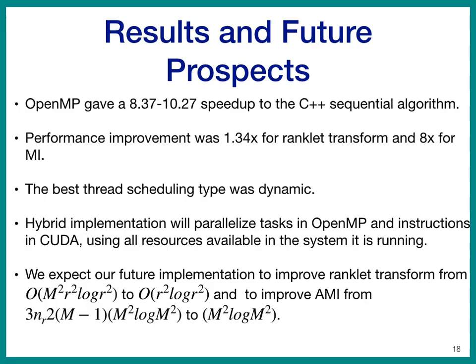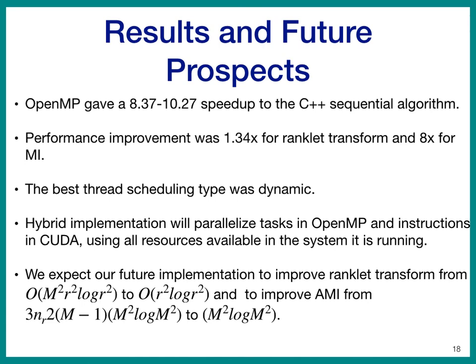So, in the results so far, OpenMP gave a maximum speedup of 10 times to the C++ sequential version. The performance improvement was only 1.3 times for the Ranklet transform, but 8 times for the mutual information. The best thread scheduling type for both stages was dynamic, and we're planning on doing a hybrid implementation that will parallelize tasks in OpenMP and instructions in CUDA, using all resources available in the system it is running.